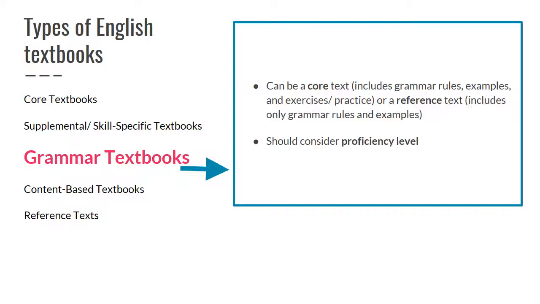Grammar textbooks are just that. They focus specifically on the grammar patterns and rules of the English language. They are also considered a supplemental or skill-specific text, but are often used like core textbooks for grammar classes. Grammar text that can be used instructionally includes the grammar rules and explanations, examples, and practice exercises. But some grammar texts are more like reference texts that simply list rules and explanations, but do not include practice exercises, and thus should not be used as core texts. But like any other English text, grammar texts must consider language proficiency in order to be effective.